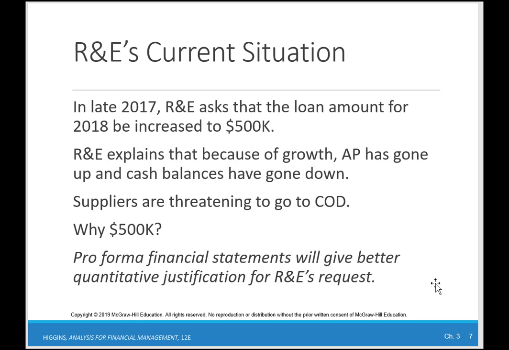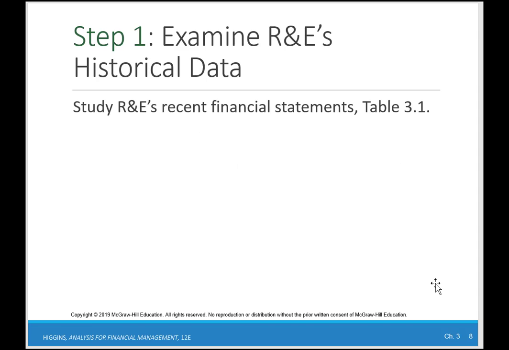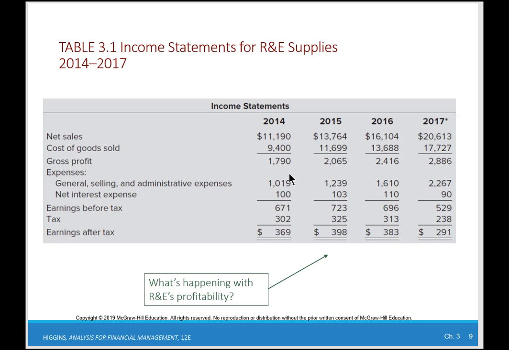So the pro forma analysis will give us a better justification for what this company actually needs. At this point, I don't think they really know what they need. So the first thing we need to do is look at their financial statements. Again, obviously, here are some things we need to look at.